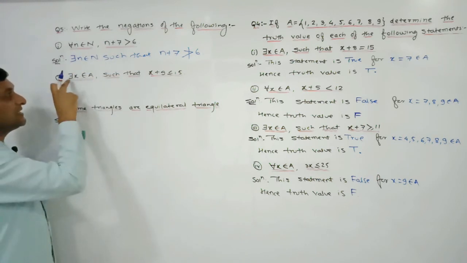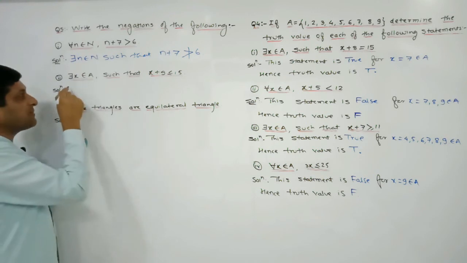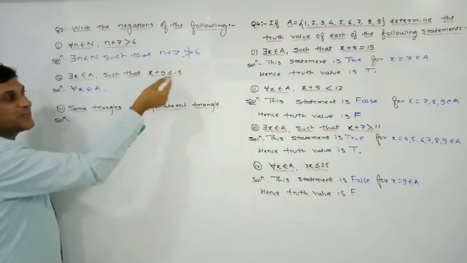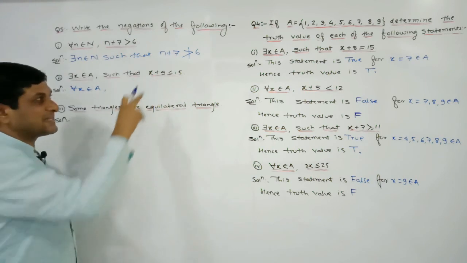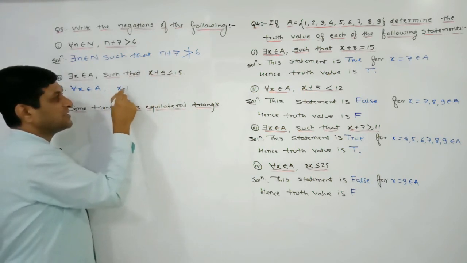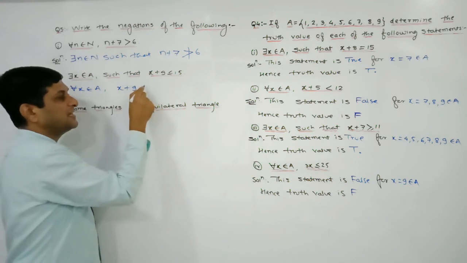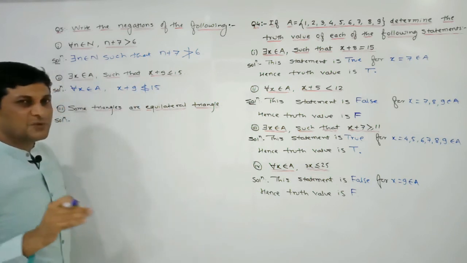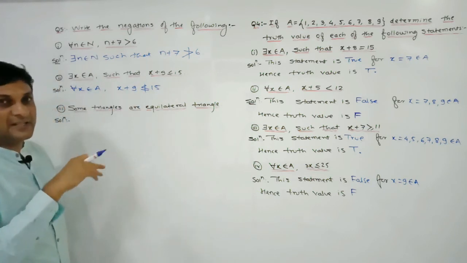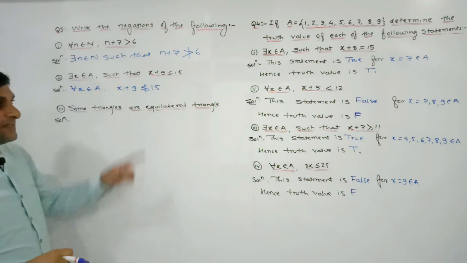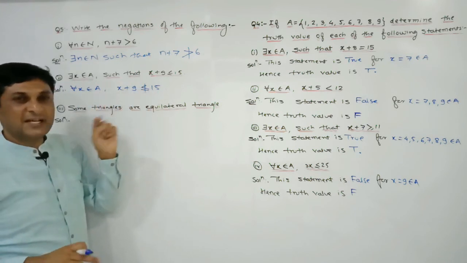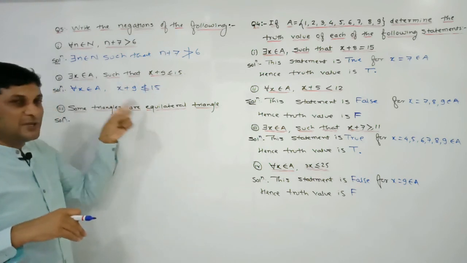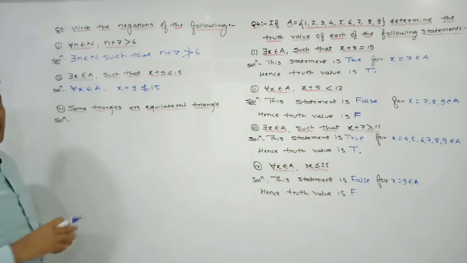Observe the next statement. There exists will now get replaced by for every x belonging to A. Here, what is the condition? x plus 9 is less than or equal to 15, so its negation will become x plus 9 is not less than or equal to 15. Not less than or equal to 15 can also be replaced by greater than 15. That is our choice. Either write not less than or equal to 15, or use greater than 15 instead of not less than.